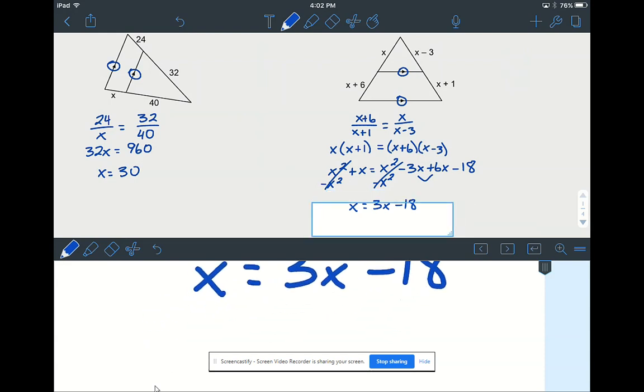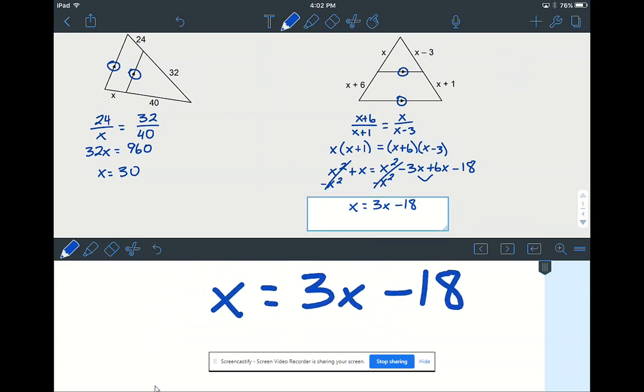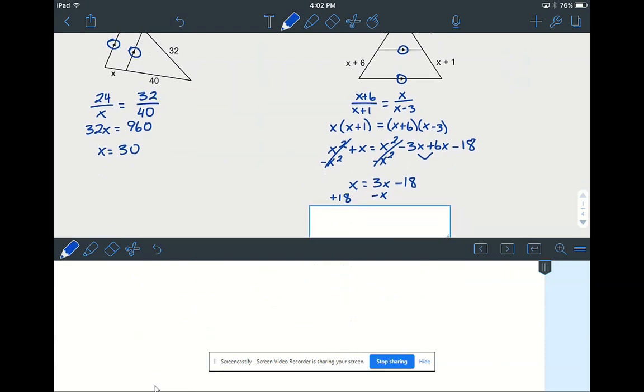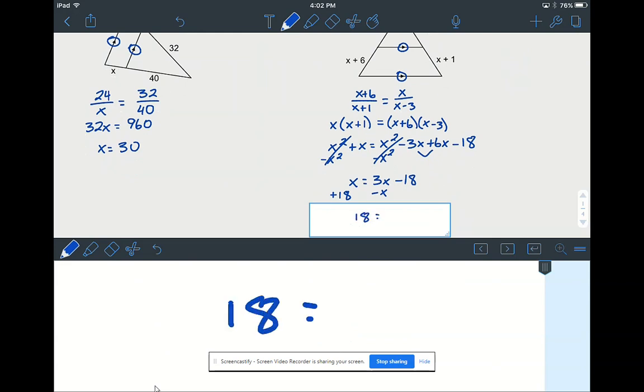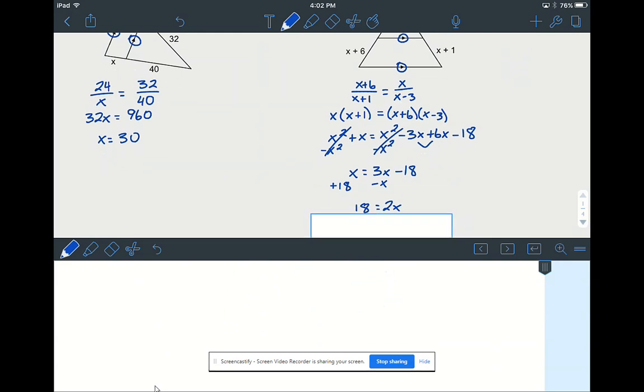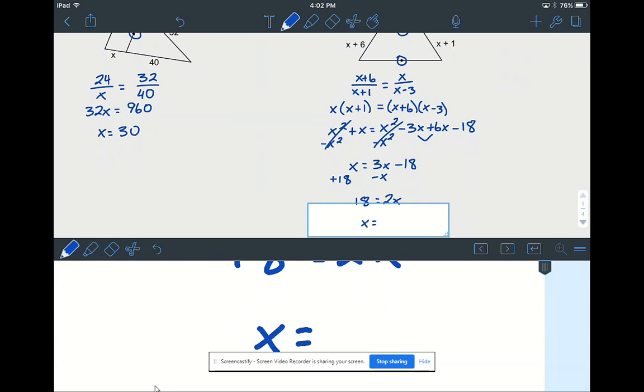So then we can keep solving this here. I'm going to add the 18 to the left side. So I'm going to add 18 over here. And I'm going to subtract x over here at the same time. So that's going to give me 18 equals 2x. And then x equals 9. The reason I did that is because I don't want to deal with the negative 18. So I just moved the negative 18 to where it would stay positive.